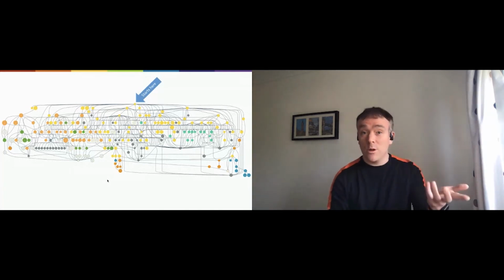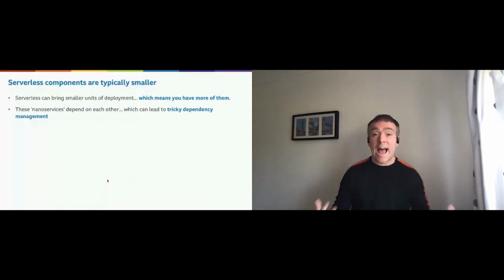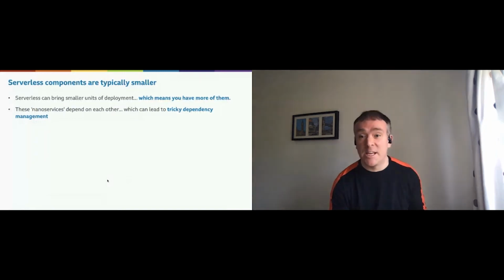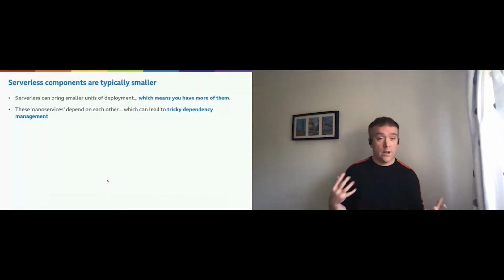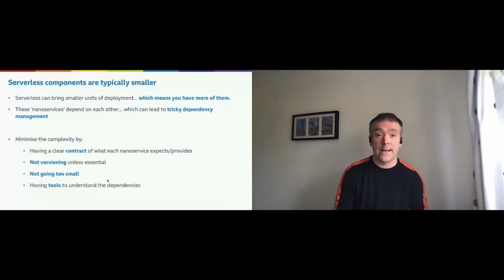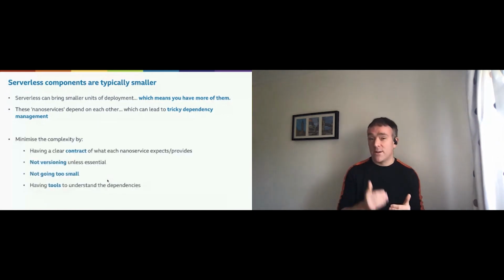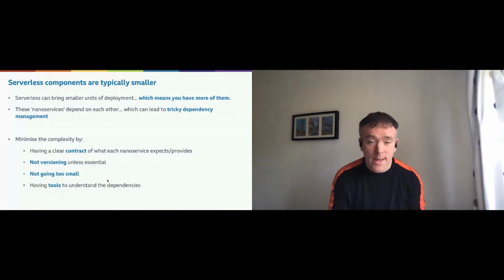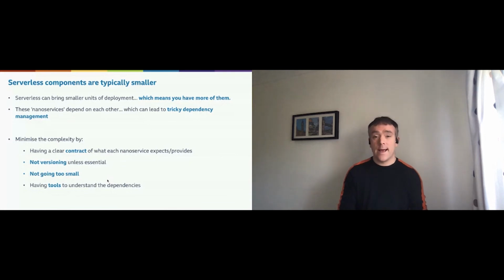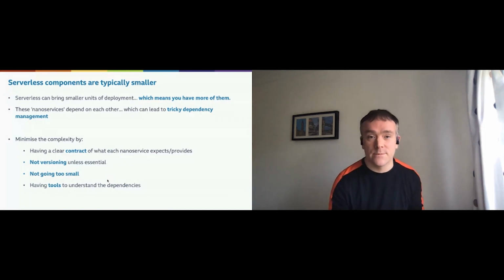So yeah, serverless will mean you have these smaller unit deployments. You will have more of them, and you could call them nanoservices, smaller than microservices. That is tricky dependency management. So we have learned over the years, through a bit of pain: have a clear contract, if you can, of what they're providing. Don't version them if possible. Try just to have one live. Don't go too small, as we've said. And you may need to build some tools. I think we're a bit immature in this space of tools to help understand these different systems.